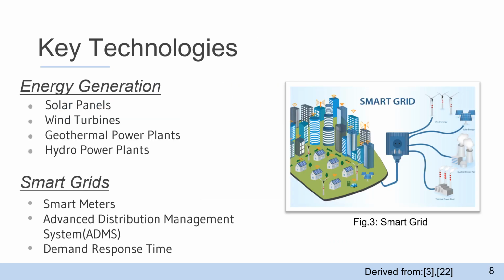The key technologies that we use to implement sustainability into data centers: first is energy generation, where we use solar panels, wind turbines, geothermal power plants, and hydropower plants. Next, the implementation of smart grids. We have smart meters and the advanced distribution management system, that is ADMS. Next, demand response time.